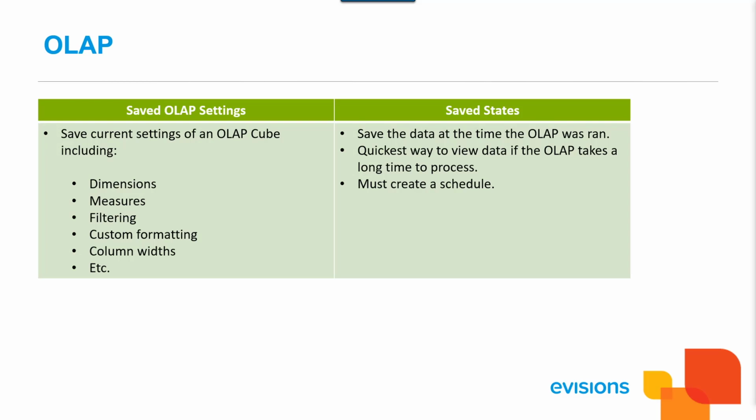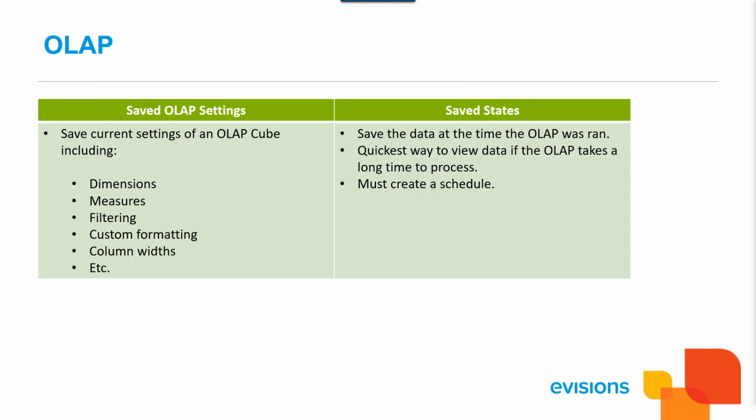Now there are two additional options for OLAP cubes. There's saved OLAP settings and saved states. Now saved settings allows users to save the current settings of an OLAP cube. The saved settings include items such as the current dimensions, the measures, filtering, any custom formatting, column widths, etc., so that you can quickly return to the same cube view that you had previously. Now saved states allows you to save the data as it was at the time that the report was run, so it can be reproduced exactly as it was at that time. Now when you run the report, you will be prompted to select which saved state you would like to use.